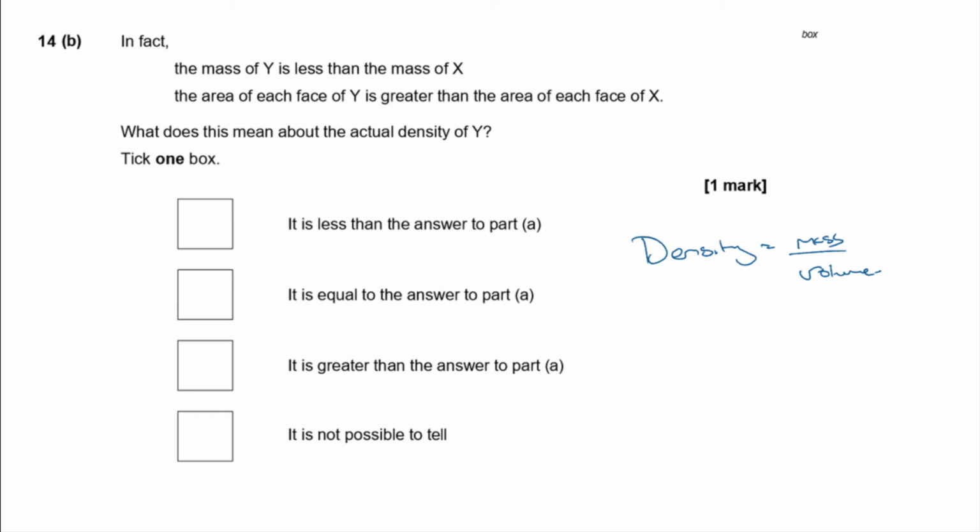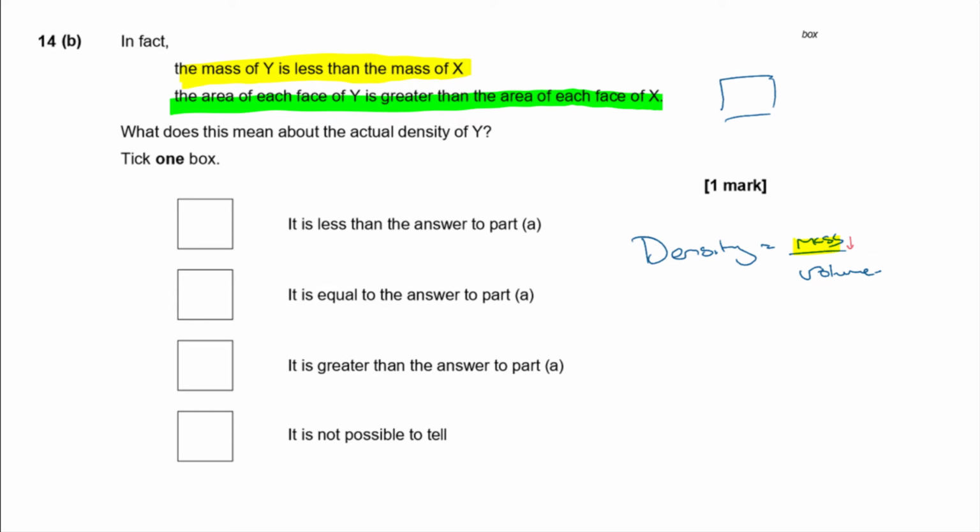So the mass of y is actually less than the mass of x. So we used a greater value than we should have done in this one. So actually, this one is going to become smaller. So the mass is going to become a smaller number. What about the next part? So the area of each face of y is greater than the area of each face of x. So what does that mean?